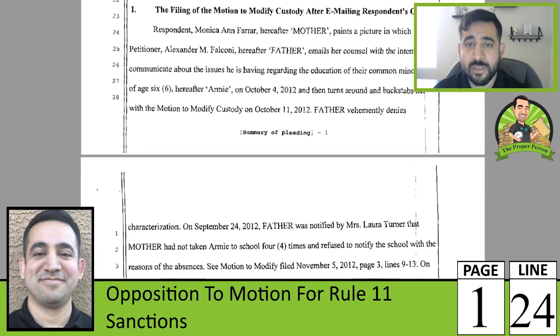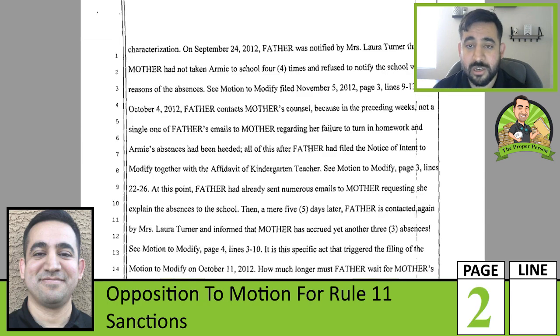First, we have the filing of the motion to modify custody after emailing my ex's attorney. My ex paints a picture in which I am emailing her attorney with the intent to communicate about issues I have regarding education, only to turn around and backstab her with a motion to modify. I deny this characterization. On September 24th, I was notified by the attendance keeper that my ex had... Okay, so I already know where this is going.